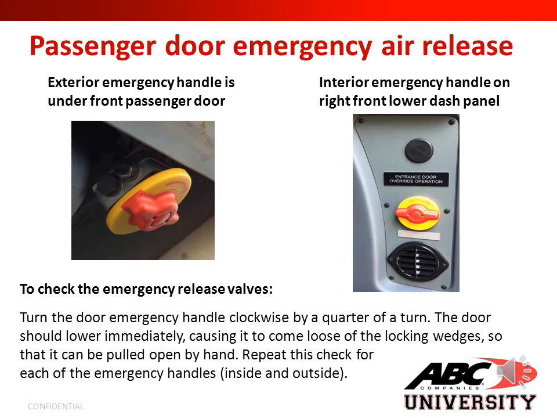To check the emergency release valves, turn the door emergency handle clockwise by a quarter of a turn. The door should lower immediately, causing it to come loose of the locking wedges so that it can be pulled open by hand. Repeat this check for each of the emergency handles inside and outside.